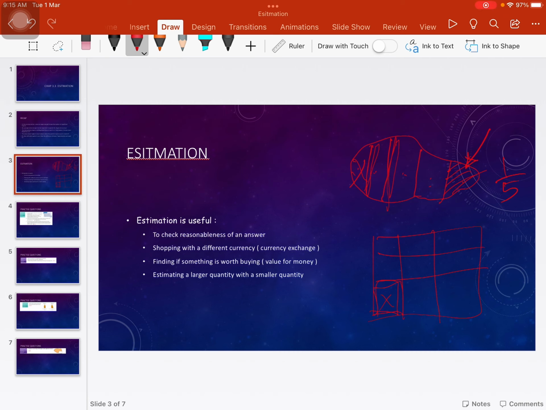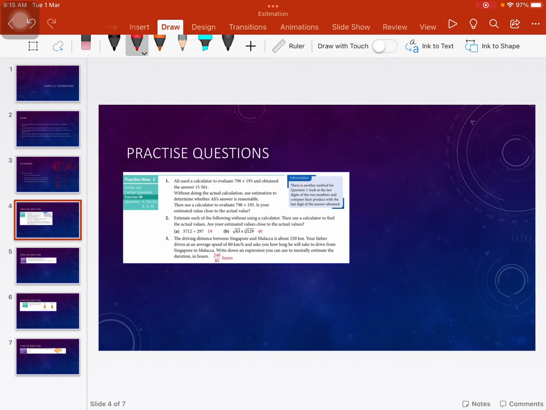Okay, so that's an approximation. Now let's move on. We'll be doing this practice question here. Now we are looking at practice question 5. Ali used a calculator to evaluate 798 times 195 and obtained an answer of 15,561. Without doing any actual calculation, use estimation to determine whether Ali's answer is reasonable. After that, they ask you to use the calculator to check whether it's close to the actual value or not.